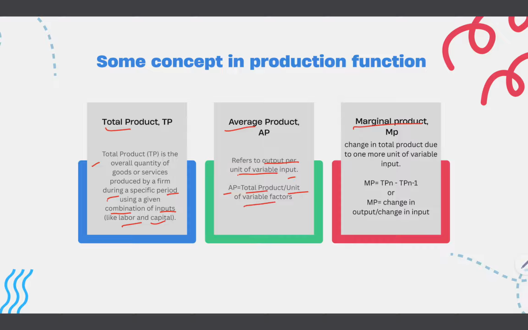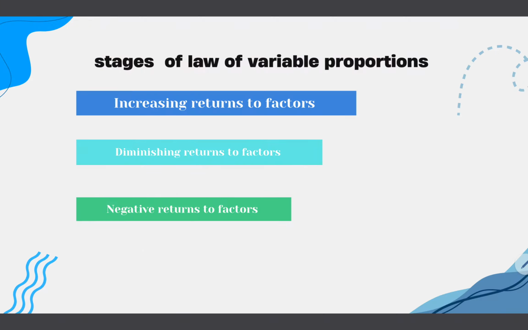What is marginal product? The change in the total product due to a change in one more unit of variable input. If we change one more unit of the variable input, that causes a change in the output also. That change is known as the marginal product. We can derive it from the change in output and the change in input. Today we discuss, as I already told you, the law of variable proportions, like the short-run production function.